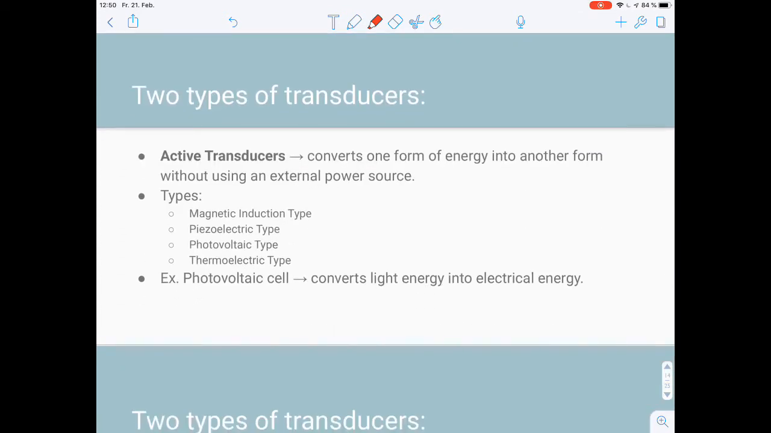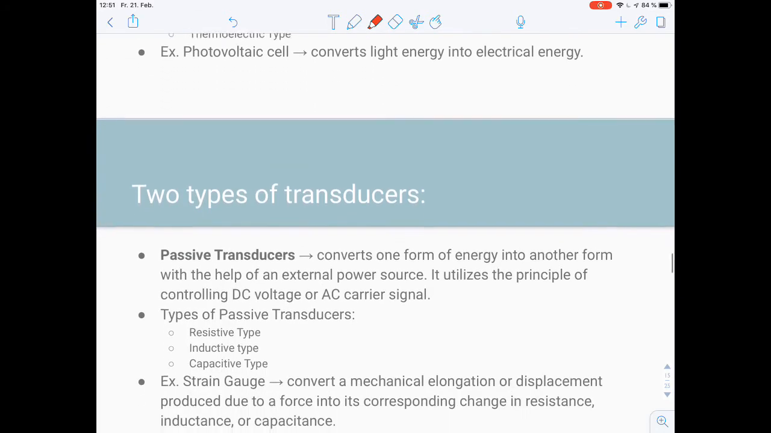So for general knowledge, there are 2 types of transducers. We are going to find active transducers, which are going to convert one form of energy into another form without using external power sources, and there are several types. For example, magnetic induction, piezoelectric, photovoltaic, or thermoelectric types. And an example that is common to us is the photovoltaic cell, which basically converts light energy into electrical energy.